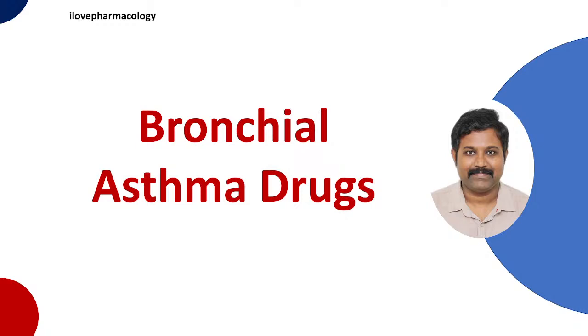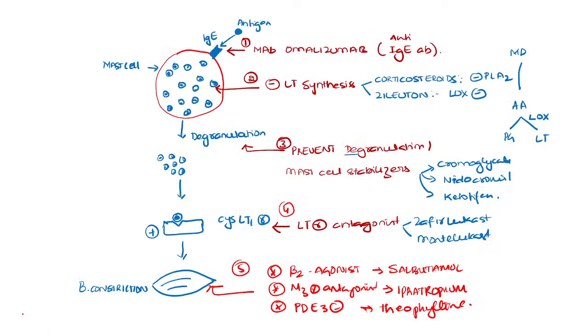In this live session, let us learn about drugs which are useful in the treatment of bronchial asthma. As you can see in the diagram, this is the diagram which is helpful in learning the target sites which can be found to treat bronchial asthma. Once the antigen binds to the IgE receptor which is present on the mast cell, so this is the mast cell. Inside the mast cell there are leukotrienes. These are the leukotrienes which are the inflammatory mediators.